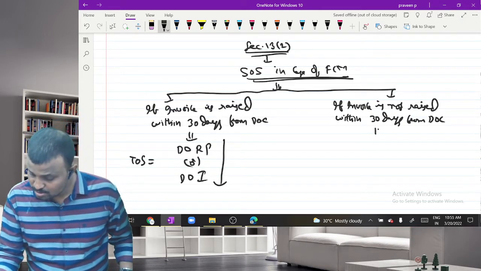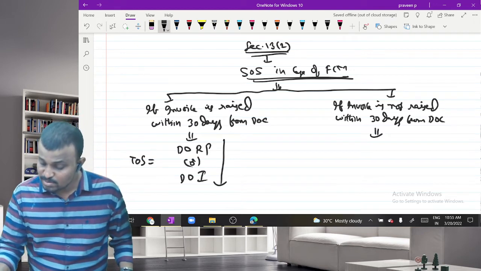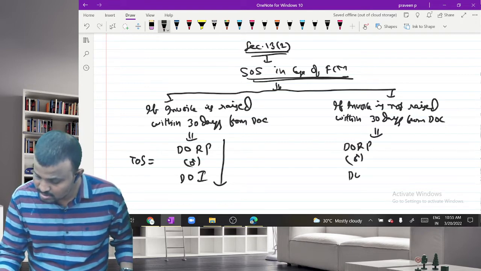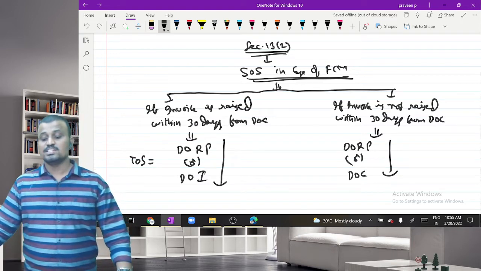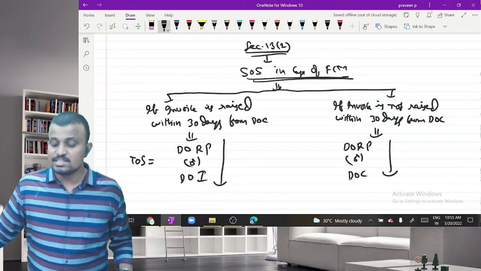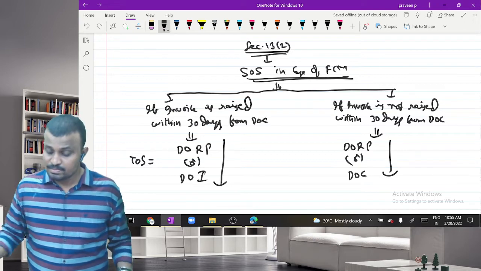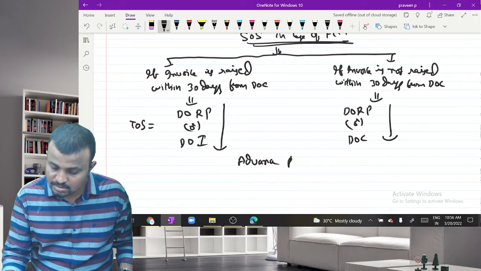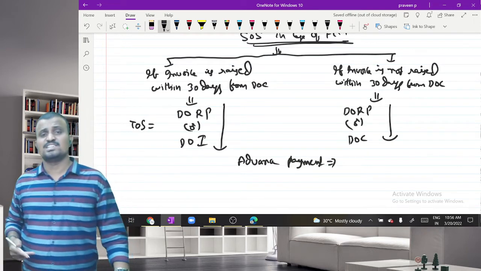If the invoice is not raised within 30 days from the date of completion of service, then the time of supply is the date of receipt of payment or date of completion of service, whichever is earlier. That is said to be the time of supply. And in case of advance payment, what is the time of supply?